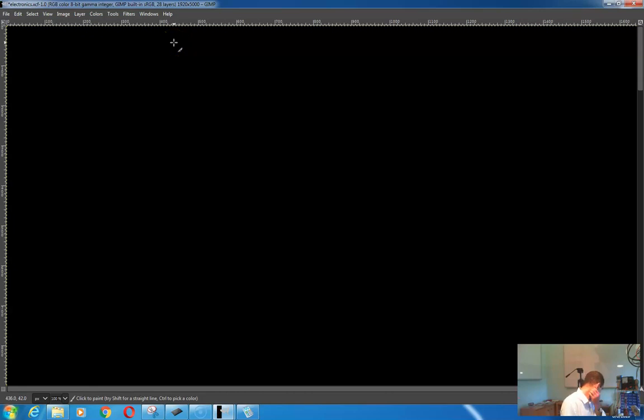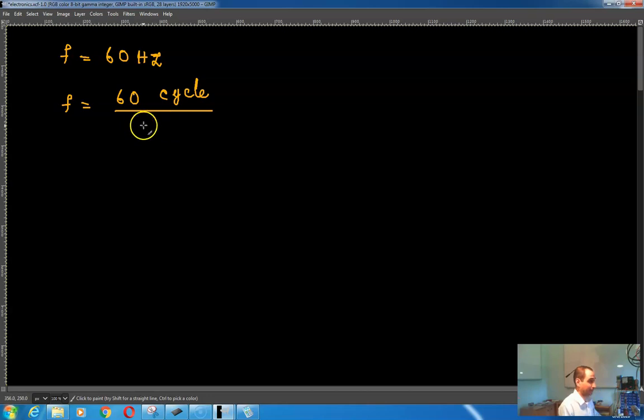So let's say that the frequency of a sine wave is 60 hertz, for example, and you want to calculate the period. So if the frequency is 60 hertz and you want to calculate the period, right? When you say that the frequency is 60 hertz, that means that the frequency is 60 cycles per 1 second. Per 1 second, right?